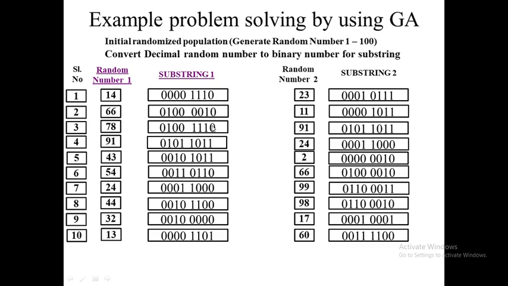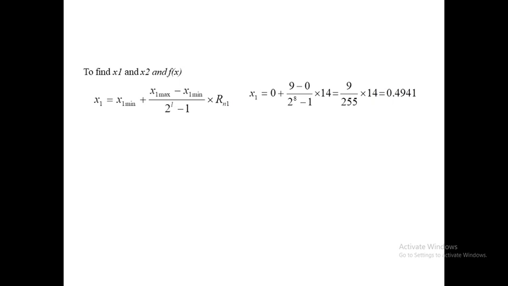For example, if I consider substring 1 here, according to substring 1, the 14 value is converted into a substring. There are 8 digits: 0 0 0 0 1 1 1 1 0. Okay, likewise I convert, so I put 8 for L, which is the bit length. Okay, 0 plus 9 minus 0 divided by 2 power 8 minus 1 into my first random number, which is 14. So I multiplied with my solution accuracy, and I get 0.4941. So the initial x1 is 0.4941.